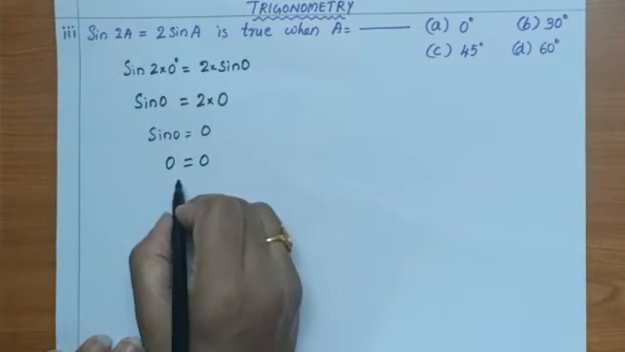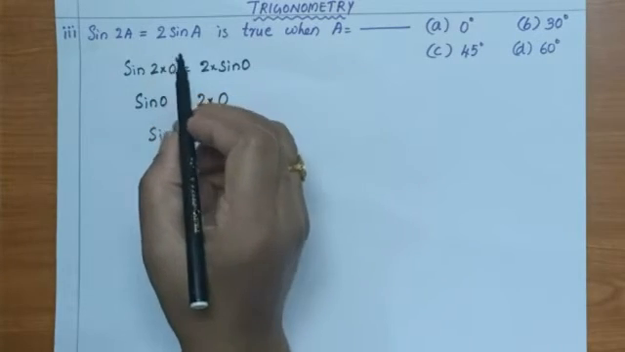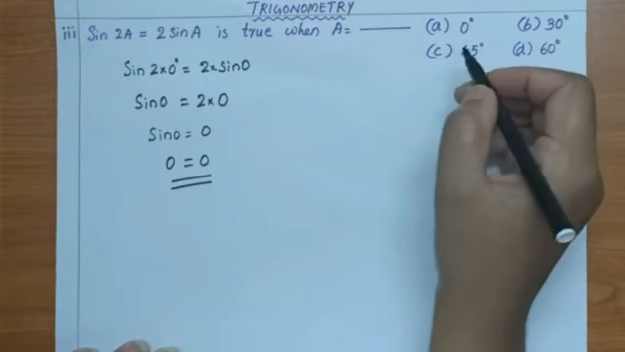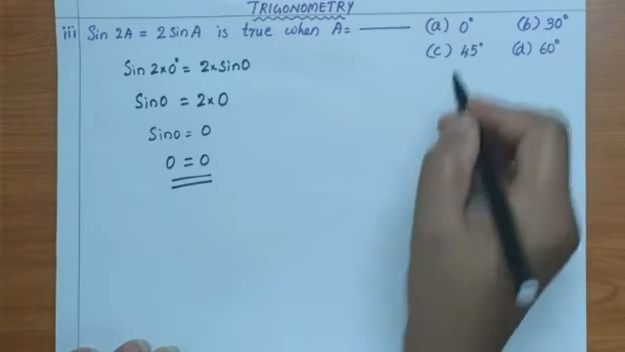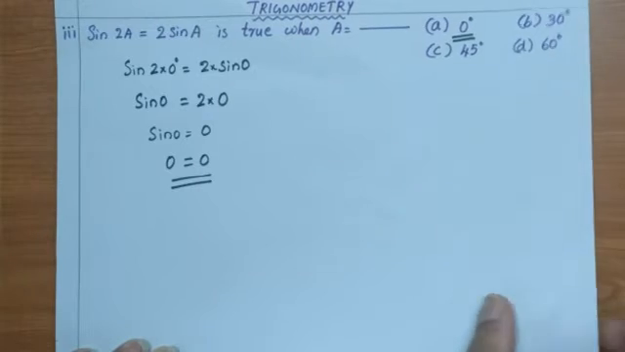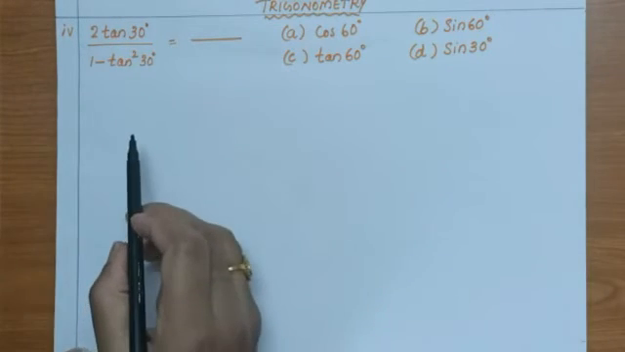That means sin 2A equal to 2 sin A, we got the value 0. So the option A is the correct answer. So A should be 0 degree. Now question number 4. 2 tan 30 degree divided by 1 minus tan square 30 degree.